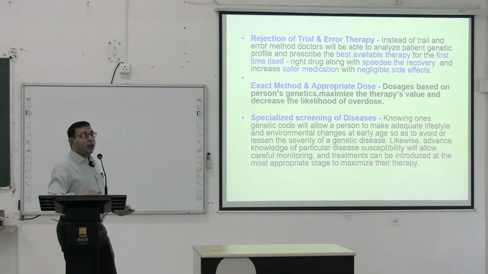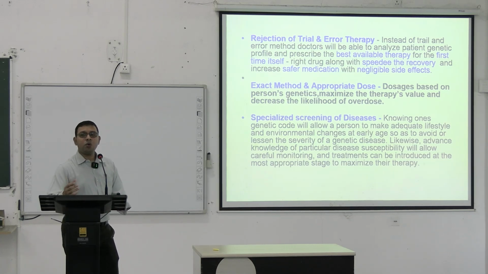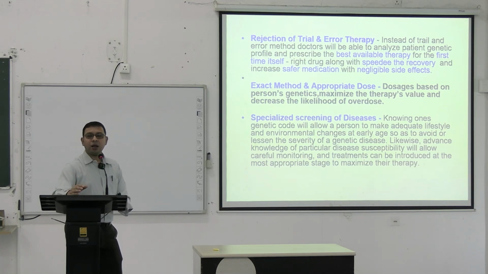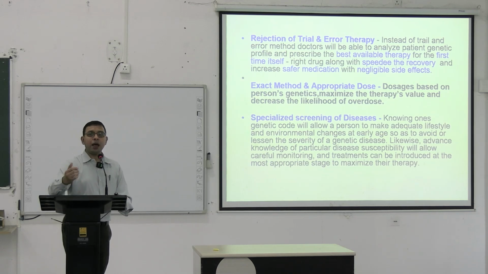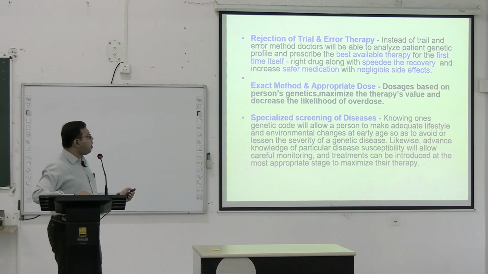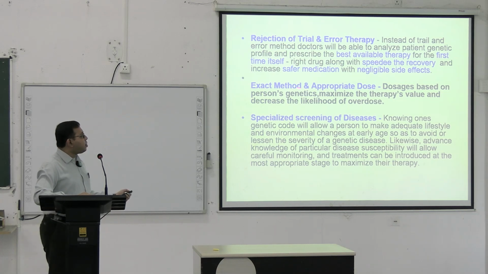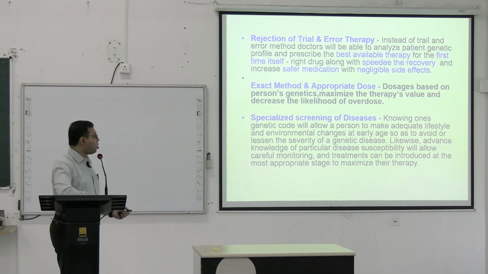Rejection of the trial and error therapies also. If there is any serious disease, we give some drug, the drug will not work, and then we change to another drug. So there will be loss of time for the serious disease. If we can know beforehand that this drug will not be effective, we will not use that drug. We will give straight away the drugs that are effective for that disease. So there will be rejection of the trial and error therapy, exact method and appropriate dose. We can start with the appropriate dose, so we will not have to examine whether this drug will be beneficial or not.